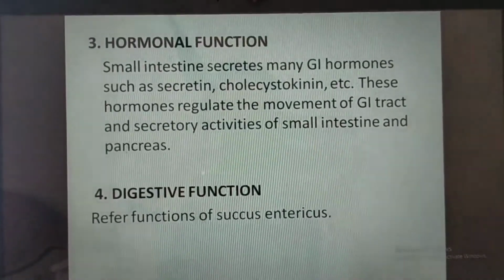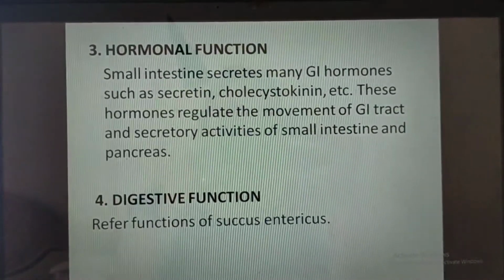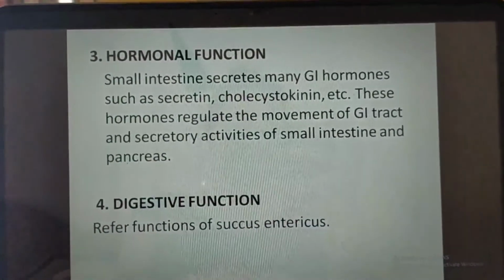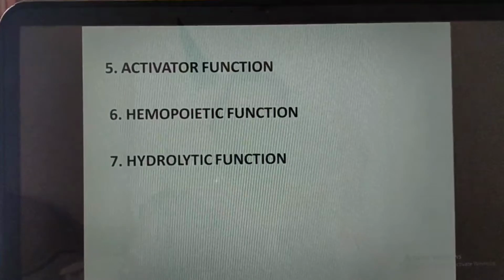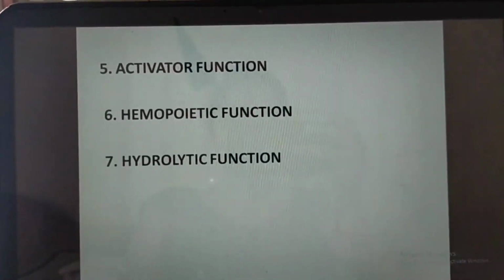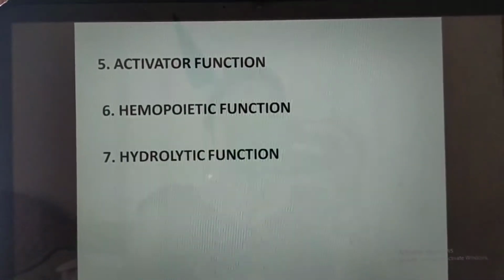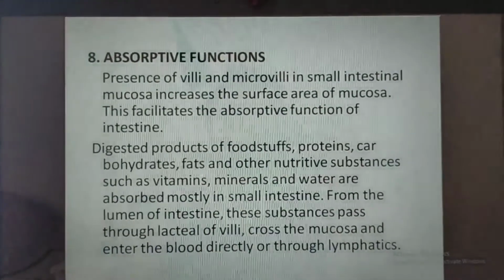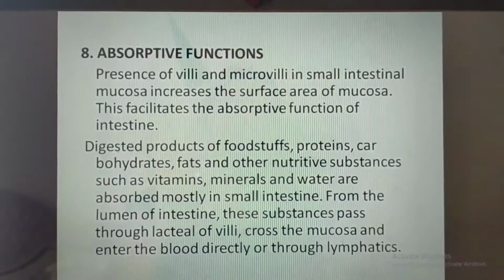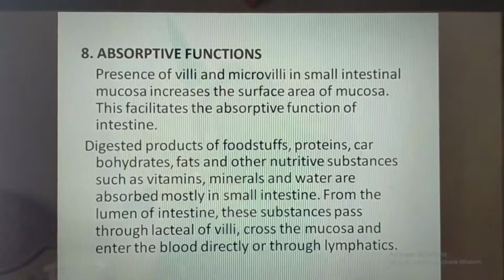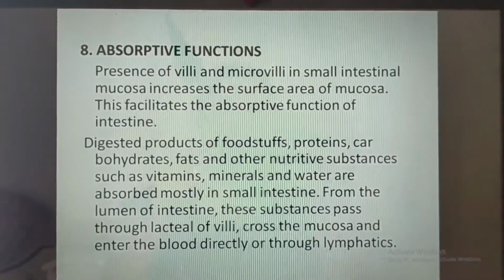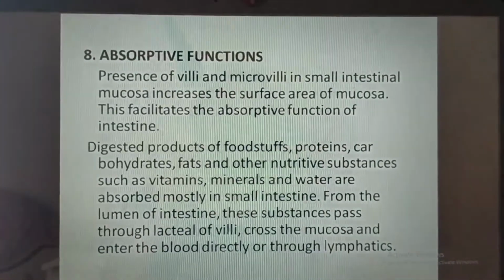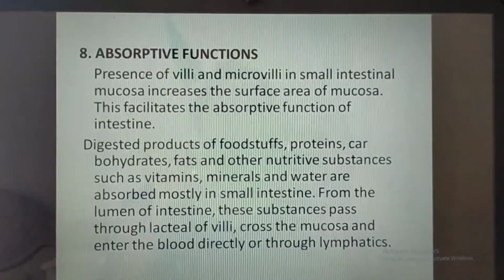Digestive function. The digestive function of small intestine would be the same as succus entericus. Activator function, hemopoietic function and hydrolytic function would also be the same as succus entericus. Absorptive functions: presence of villi and microvilli in small intestinal mucosa increases the surface area of mucosa. This facilitates the absorptive function of the intestine.